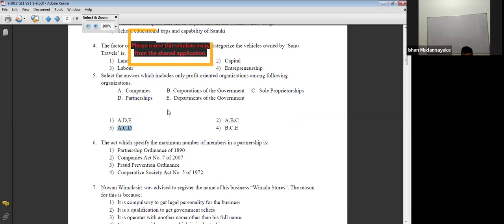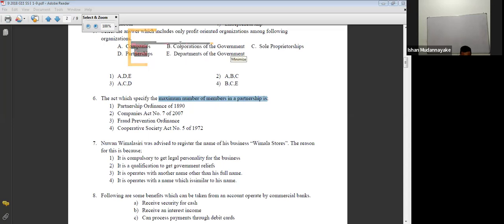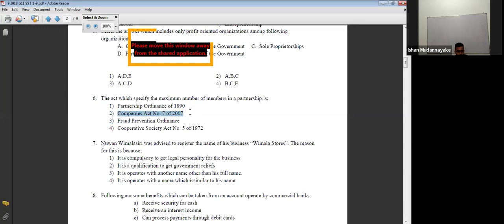Now, question number 6. The act which specifies the maximum number of members in a partnership is. What's the answer? Maximum partners in a partnership is decided by what? Companies Act number 7 of 2007. The second one, the Partnership Ordinance, is not the answer, because in the Partnership Ordinance there is no clause regarding the maximum number of partners. Therefore, in Sri Lanka, the Companies Act number 7 of 2007 limits the maximum partners in a partnership business up to 20. Question number 6, the second one is the answer.